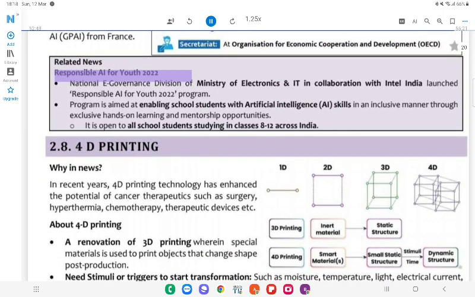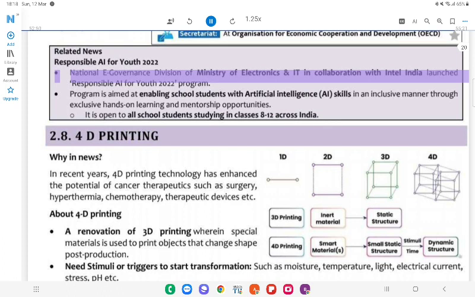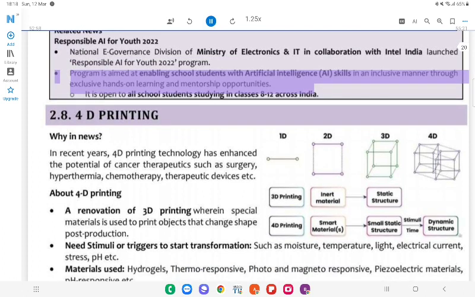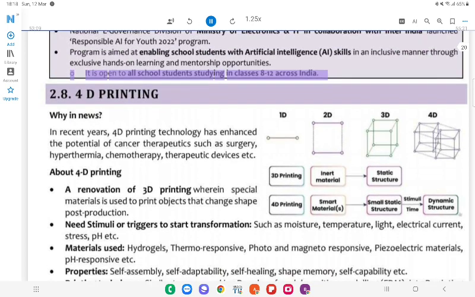Responsible AI for Youth 2022. The National AI Governance Division of the Ministry of Electronics and IT, in collaboration with Intel India, launched the Responsible AI for Youth 2022 program. The program is aimed at enabling school students with artificial intelligence (AI) skills in an inclusive manner through exclusive hands-on learning and mentorship opportunities. It is open to all school students studying in classes 8 to 12 across India.